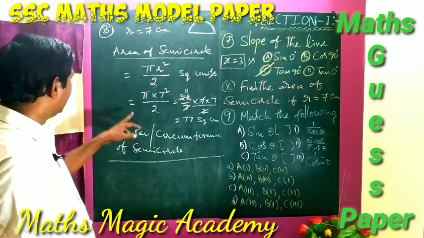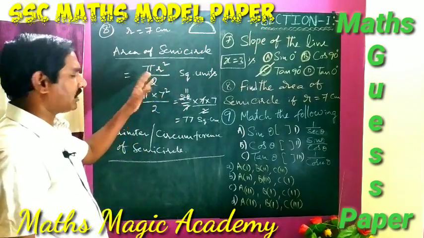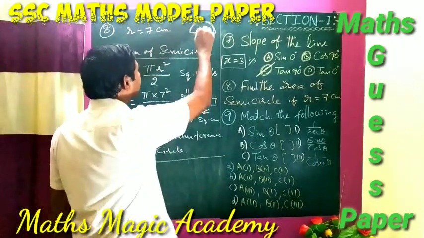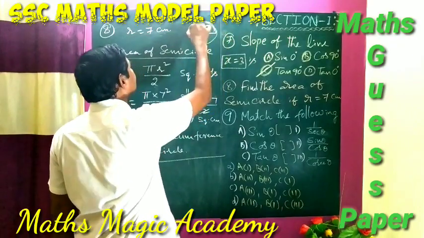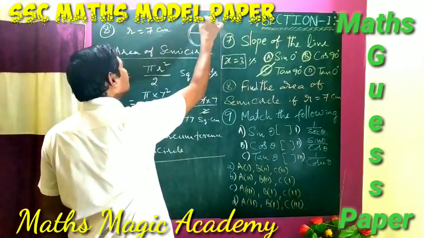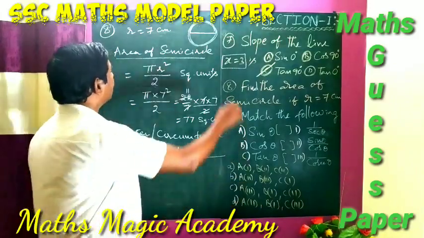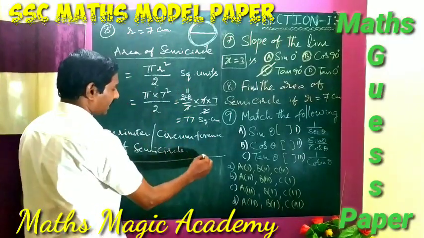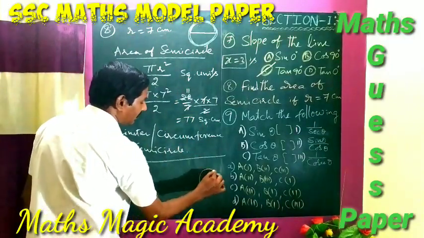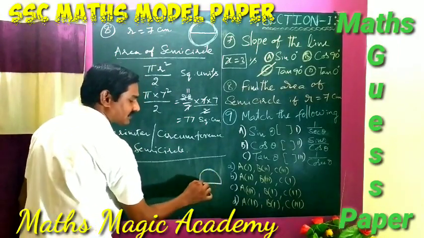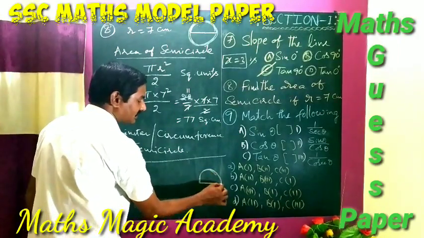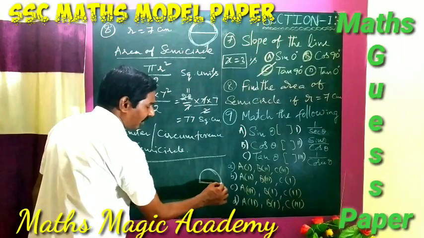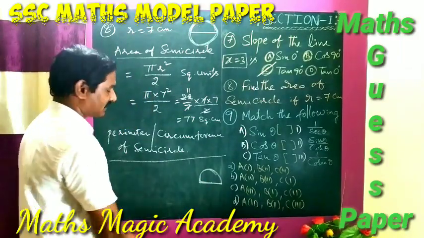So here, see, the area of a semicircle is very easy, pi r square by 2, half of the area of a complete circle. But the perimeter or circumference is what? If we take a complete circle like this, the boundary of the circle is nothing but the circumference. But here if we take a semicircle, what is the boundary? The boundary is not only this curve, it will also have the straight edge. What is it? It is nothing but the diameter, that is 2r.